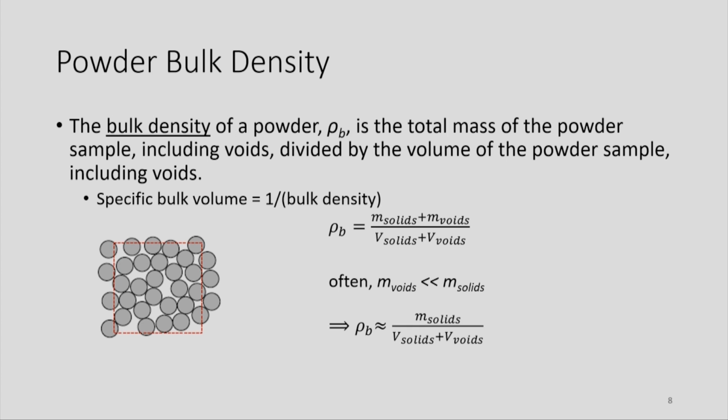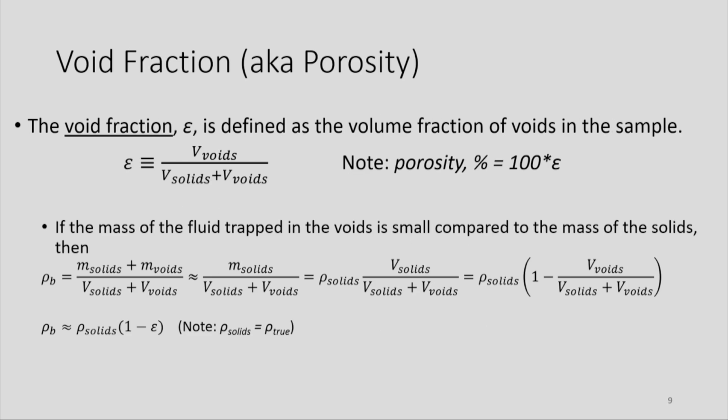It's a simple measurement. So from this bulk density, we can get the void fraction, the amount of void space within that bulk powder. The void fraction, or porosity, we can calculate from the volume of voids over the total volume. You get the porosity, or the total pore space, or the void fraction within that bulk powder.